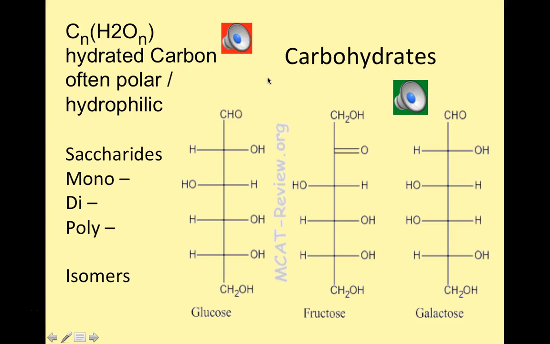Carbohydrates are also called polysaccharides, saccharide meaning sugar. There are various kinds of saccharides. Monosaccharides are the monomers, or building blocks, of both di- and polysaccharides. Here in this illustration we see 2 very common monosaccharides, glucose and fructose.